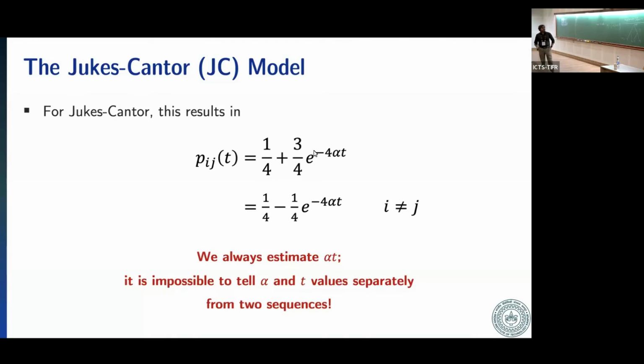One other thing to remember is that we are always going to estimate alpha and t together. Just by working with this, it's very difficult to distinguish alpha and t, okay? Because all we have is the sequence data. So alpha t together becomes a single parameter of the model.